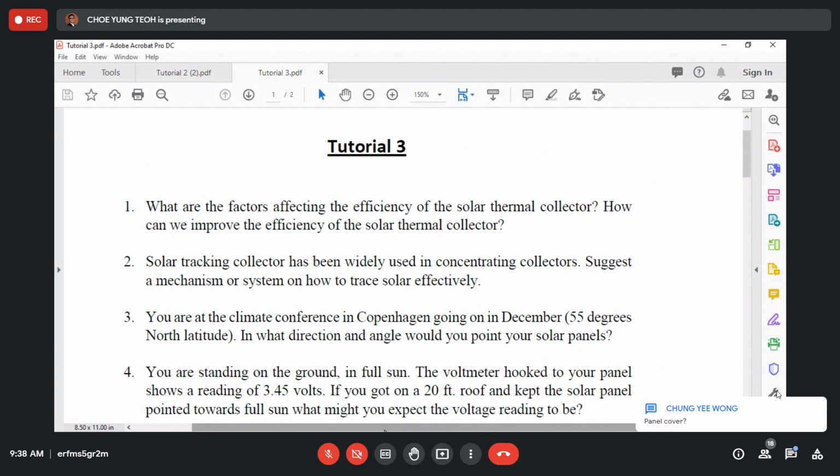Panel cover. Okay, fine, but be more specific. What do you mean by panel cover? Whether the transparency of the panel cover, or maybe the material of the panel cover. Okay, what do you need to do about the panel cover? What conditions or properties should it have? It should have very good transmissibility, for example, low iron glass. And it should have a low absorptance index. Okay, high transmission, low absorption, and low reflection. So this is what we look for.